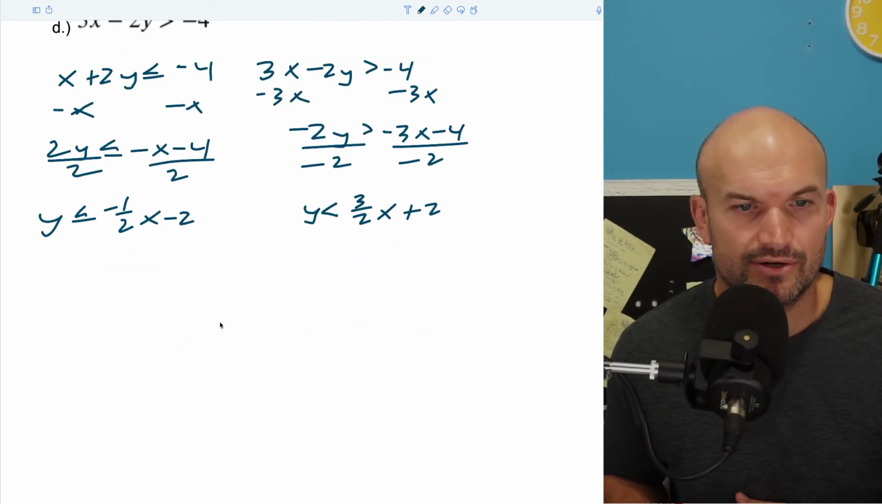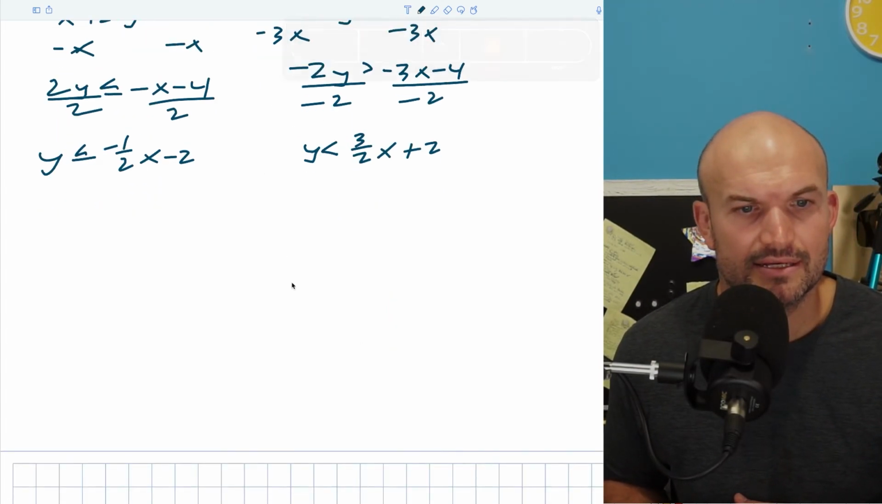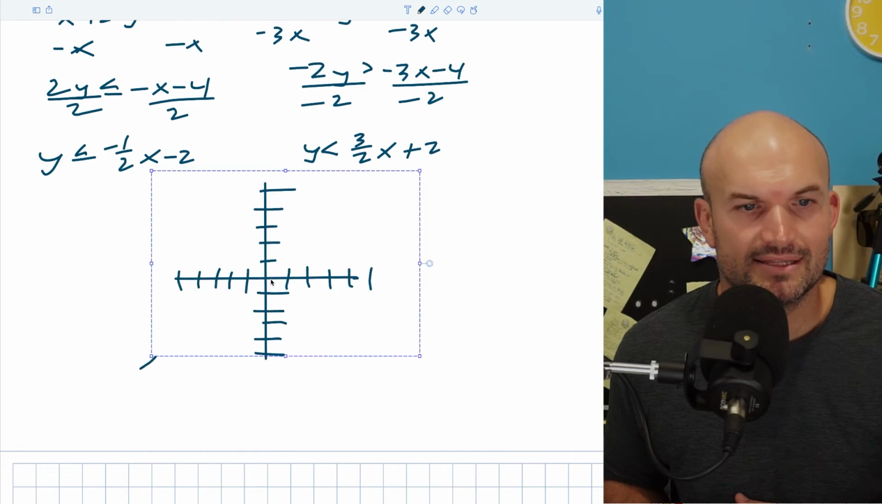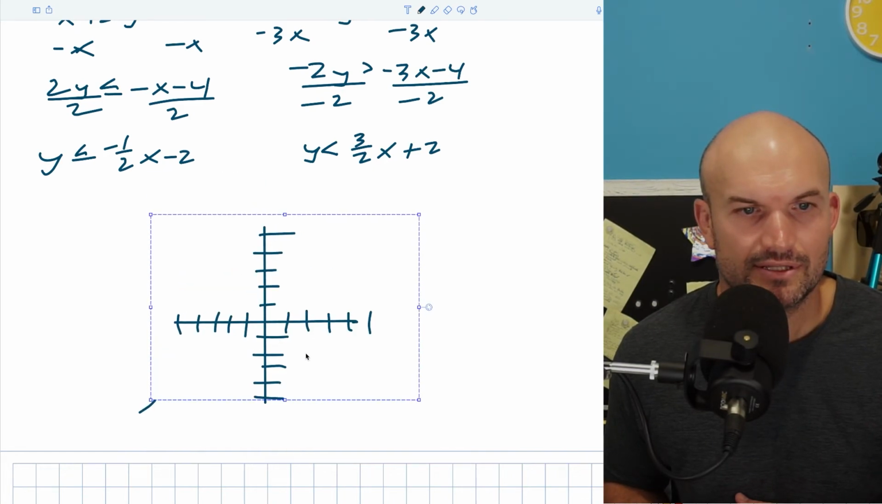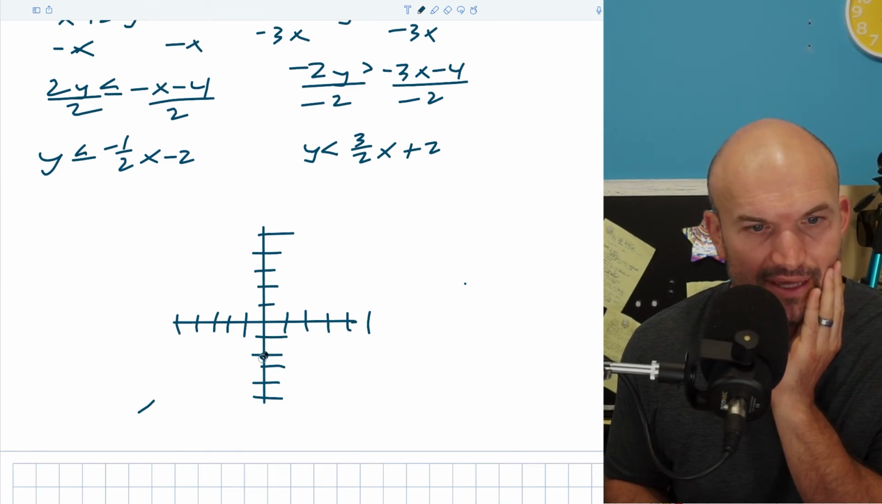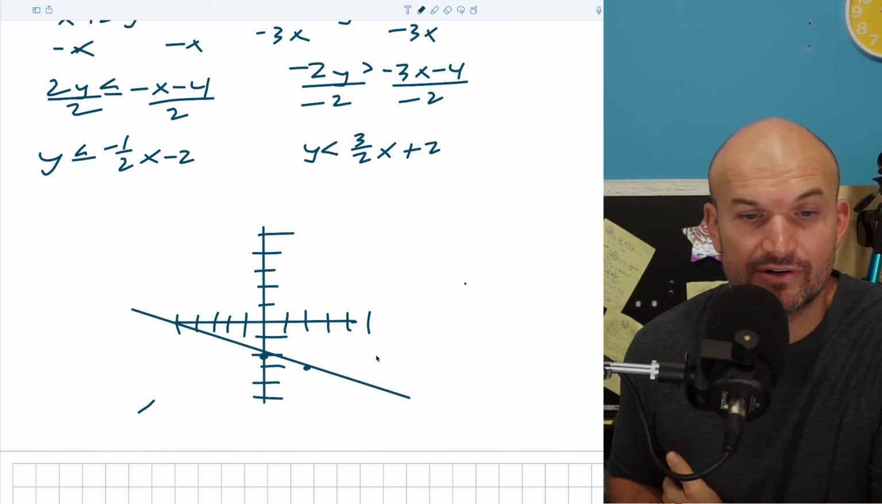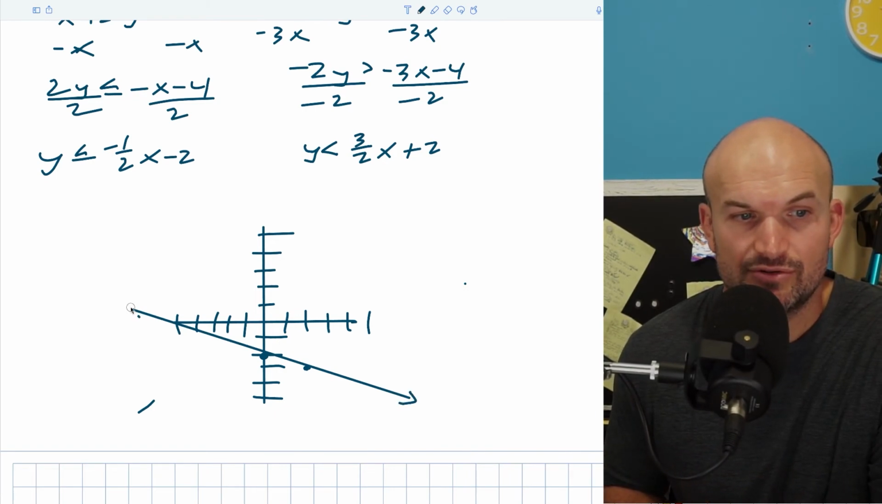All right, so let's go ahead and copy and paste that right there. Perfect. All right, let's see how this looks. So I have a -2, so I'm going to go down 2, and then down 1 over 2. So down 1 over 2. Okay, so my graph is going to look something like that. Just try to mimic the slope as best as possible, and that is less than or equal to, so therefore the boundary line is going to be included.